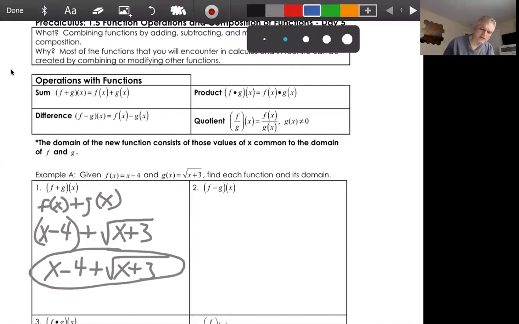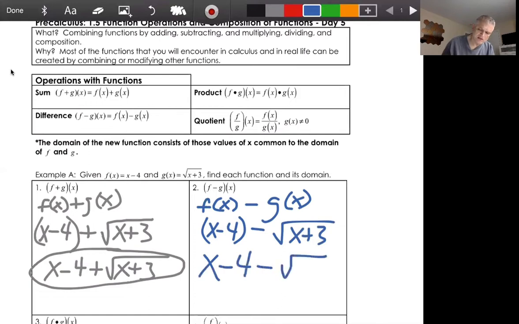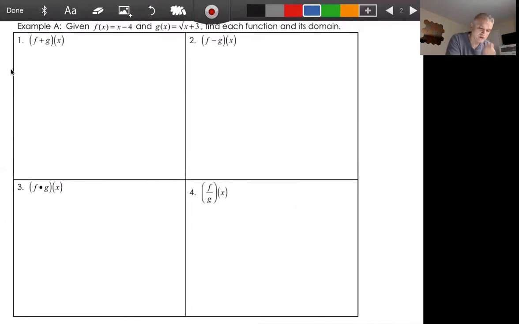Okay, let's go with f minus g of x. Again, that's f of x minus g of x. F of x is x minus 4. We're going to subtract the square root of x plus 3. And you guessed it, we don't have to do anything else for this particular question. That is f minus g of x. Too good to be true, I know I told you, okay? But that's all right. Let's keep working with it.